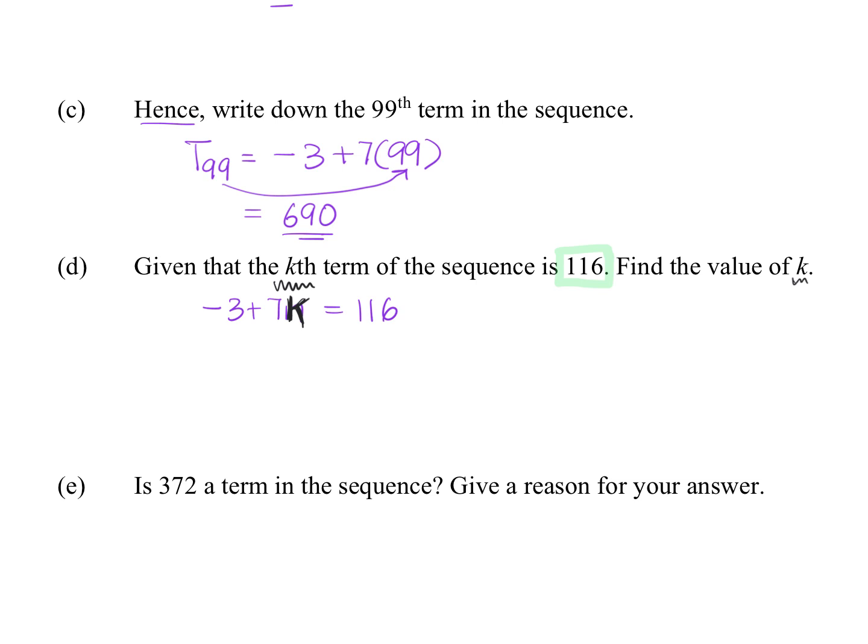I have 7k, so I'm going to keep this. I'm not going to get rid of it first. I need to get rid of the outermost one. This is -3. Okay, the opposite of minus, we need to do a plus. So 7k equals 116 plus 3. 7k equals 119. Then you want to find k, you divide by 7, and k equals the number 17.